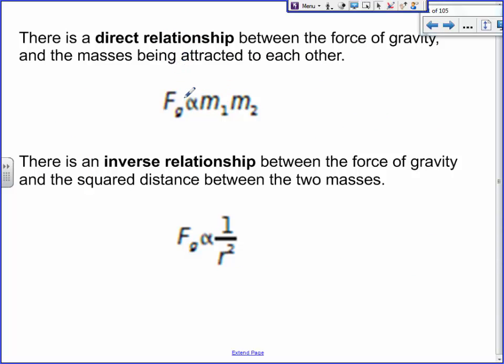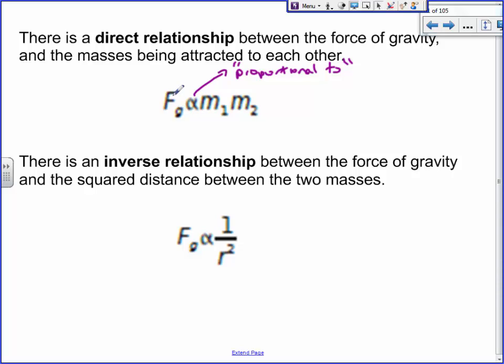There's also a direct relationship then between gravity and mass. So I think I've shown you this symbol before, this little alpha symbol. Do you guys remember, did I tell you this before? What that little symbol here means? It means proportional to. You ever see this symbol somewhere, this little alpha symbol in a formula? It means proportional to.